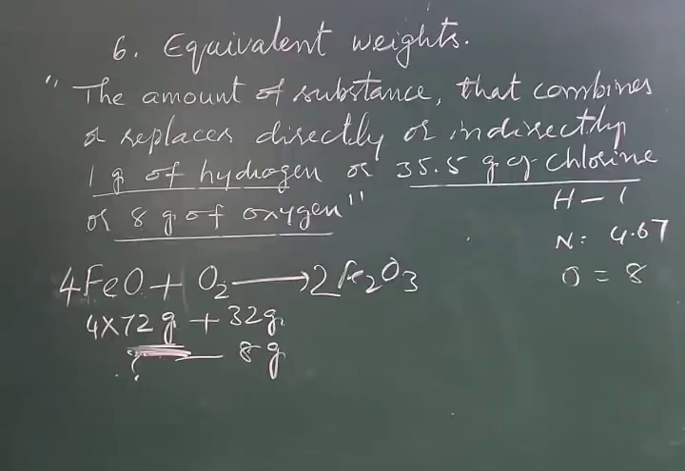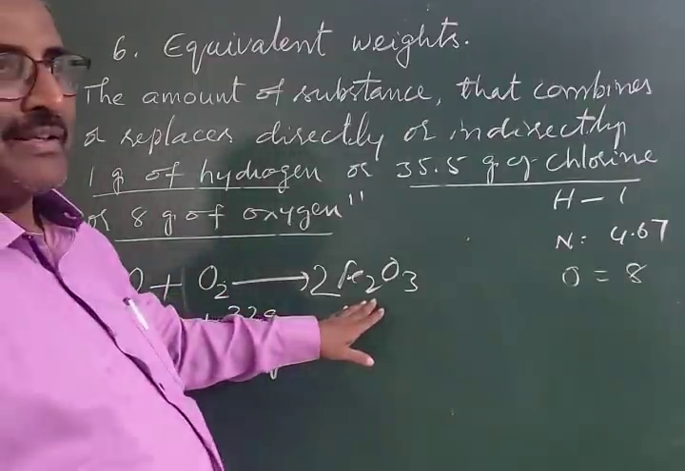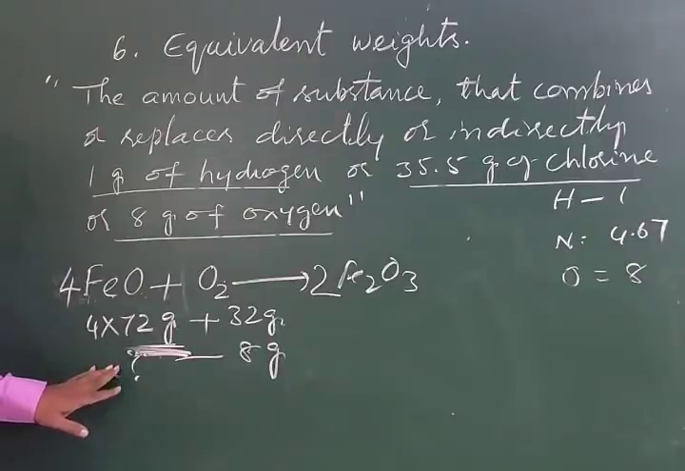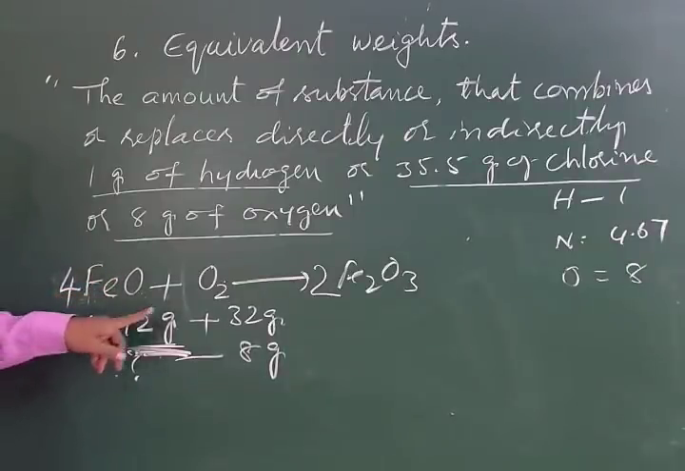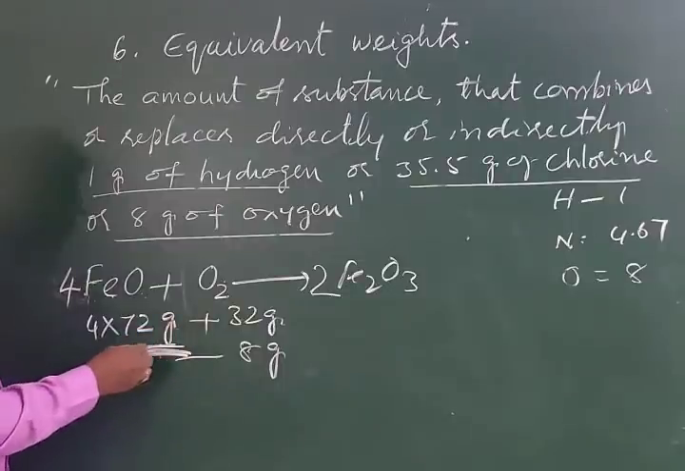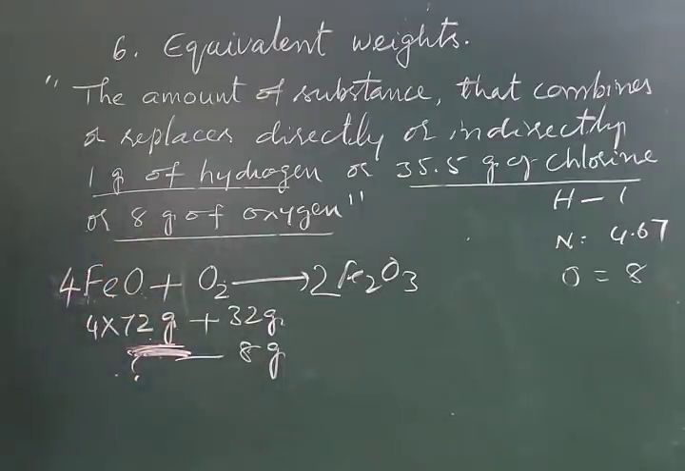Equivalent weight depends upon the nature of the reaction also. The equivalent weight of a substance or compound may not be the same in all the reactions. For elements, equivalent weights are the same, but for compounds, the equivalent weight depends upon the nature of the reaction. In this reaction, the equivalent weight is equal to how much? 72. 72 is the equivalent weight.